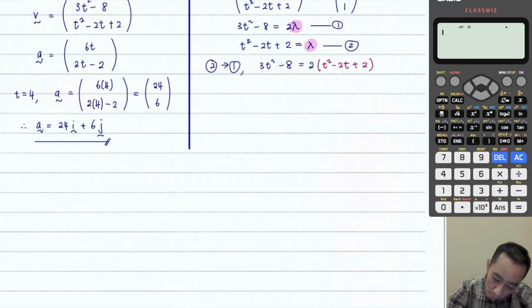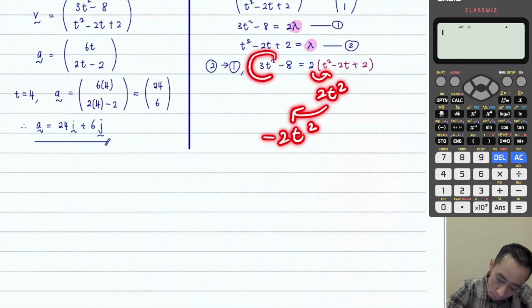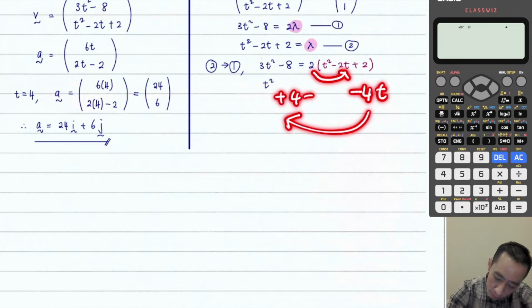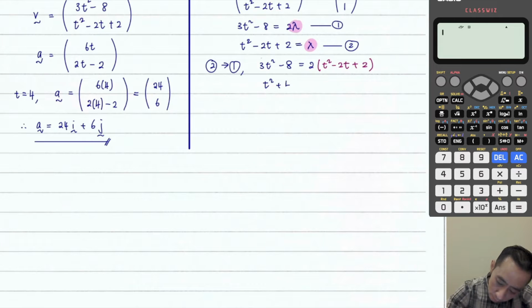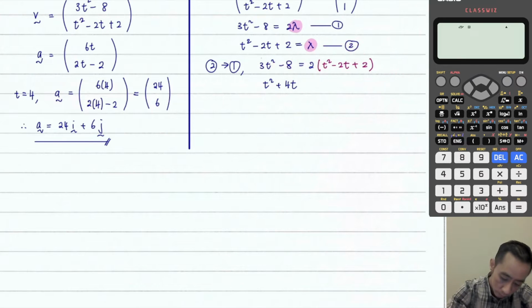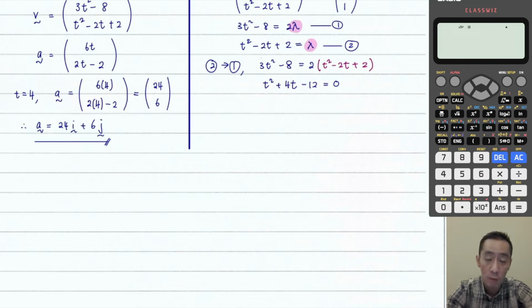So I bring everything over to the left side. 2 times t squared, 2t squared, bring to the left becomes minus 2t squared. So 3t squared minus 2t squared, I will get t squared. 2 times negative 2t is negative 4t. Bring to the left becomes plus 4t. 2 times 2 is 4. Bring over to the left becomes minus 4. So minus 8 minus 4 is minus 12 equals 0. So here we form a quadratic equation.